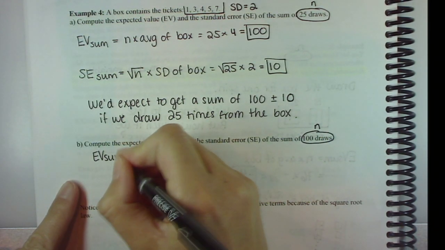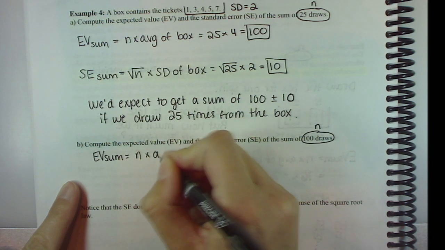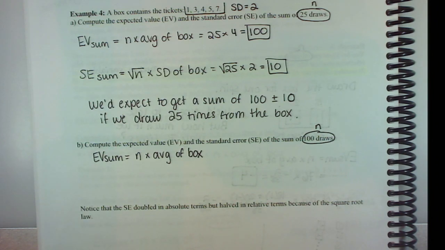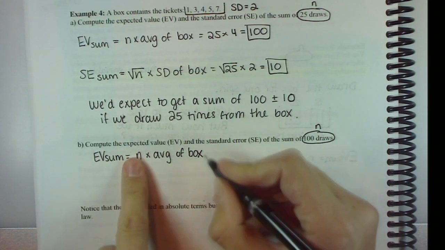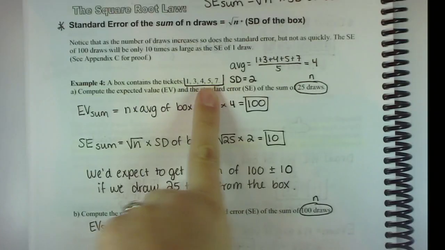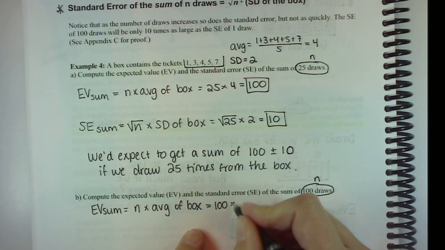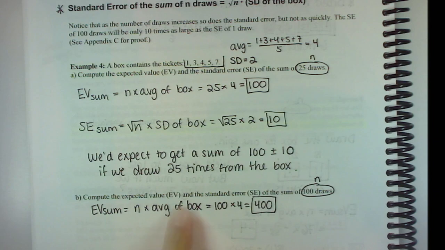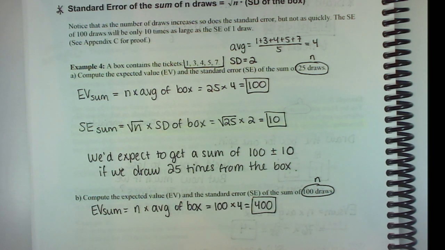The expected value of the sum is just n times the average of the box. Every time we draw out of the box, we're expected to get the average, right? And then n times, so n is 100, and we said the average of our box, here's our box, what was my average? It was 4. So the expected value is going to be 400. To find the average of the box, the easiest way is to treat the tickets as a list of numbers. So the average of the box is just the average of the tickets. Add them all up, divide by 5.